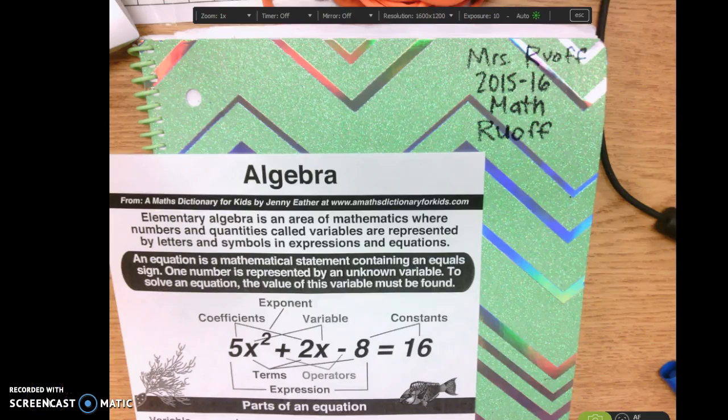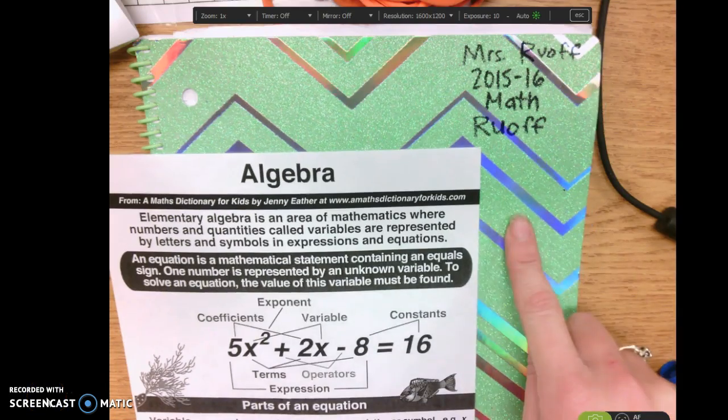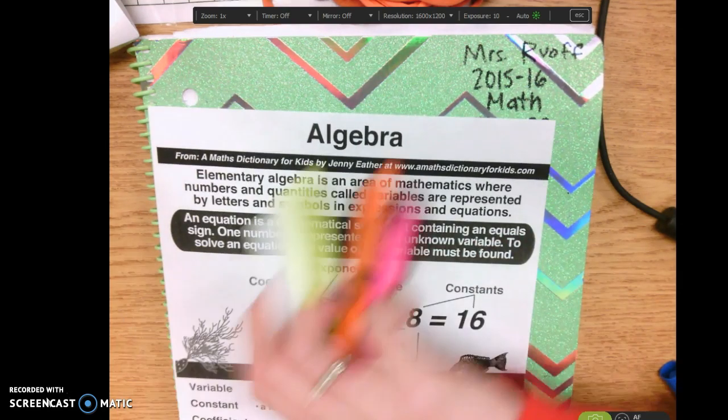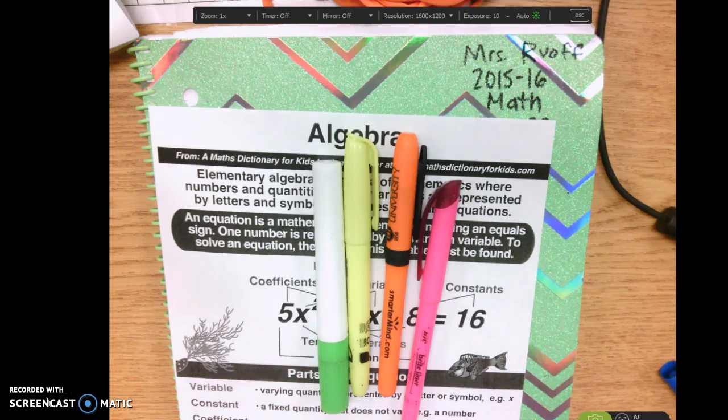Okay, mathematicians, today you are going to want to make sure you have your math notebook, the sheet that you picked up in class, and 4 highlighters, 4 different colors. Hopefully you have those around your house somewhere.